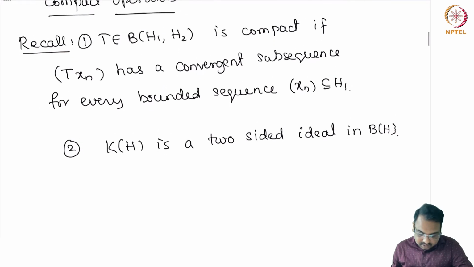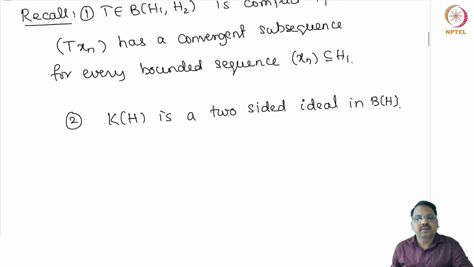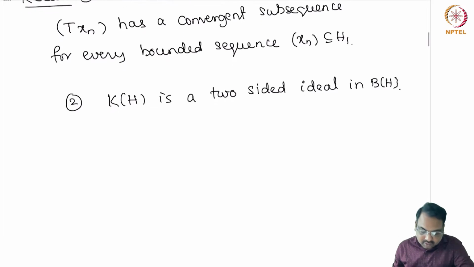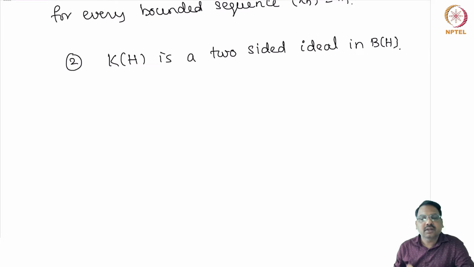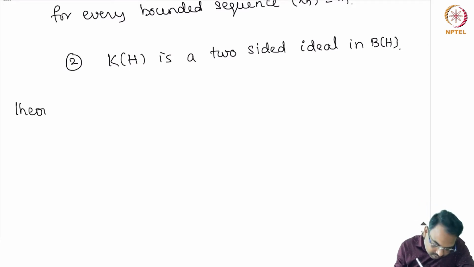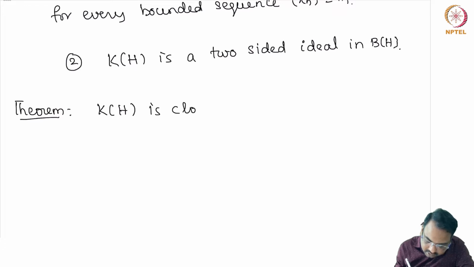And we have shown that K of H, the set of all compact operators defined on H, is a two-sided ideal in B of H. It is a vector subspace of B of H as well as an ideal in B of H. So today we discuss a few more important properties of the space of all compact operators. So let us look at the theorem. We show that K of H is closed in B of H.